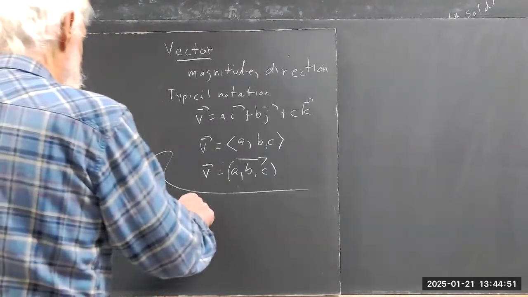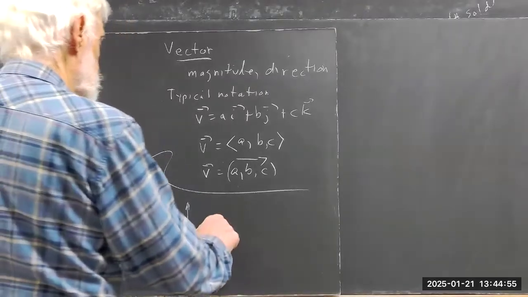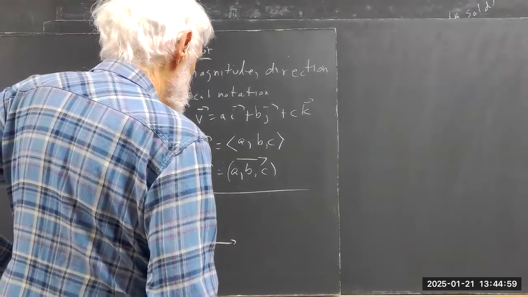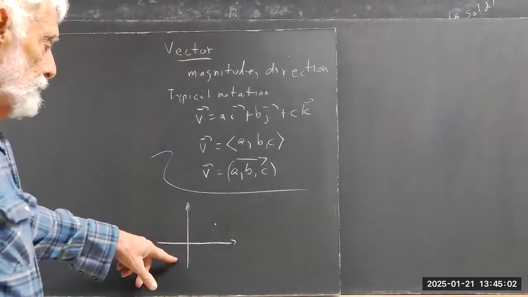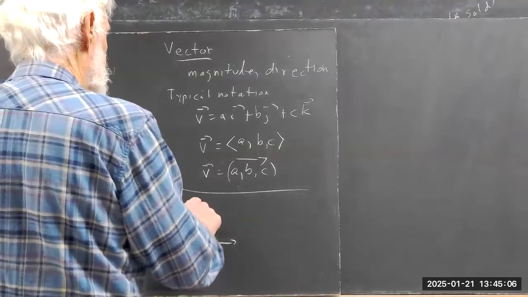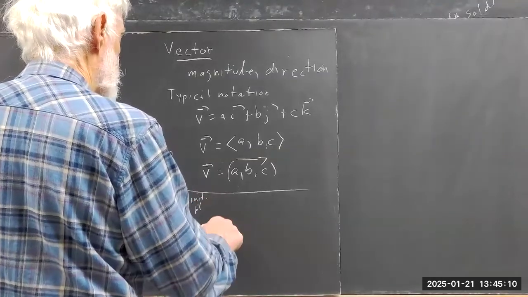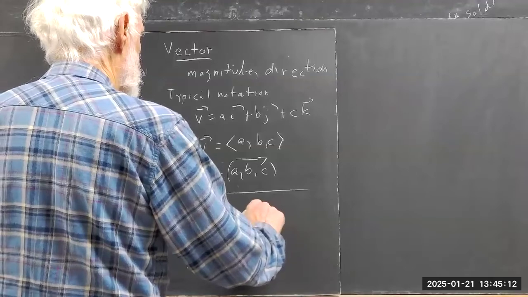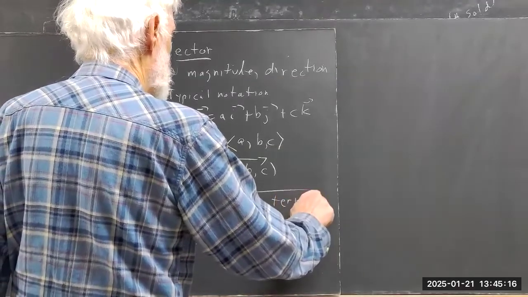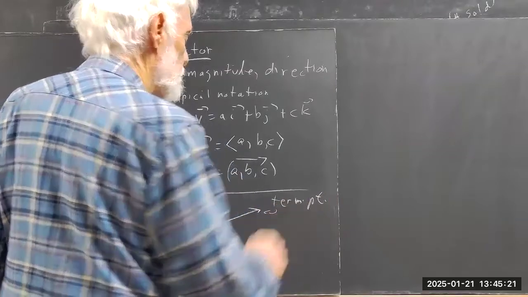Okay, well, typically then, a vector can be drawn with a set of coordinate axes. You can have an initial point and you draw an arrow. It stands for terminal points.